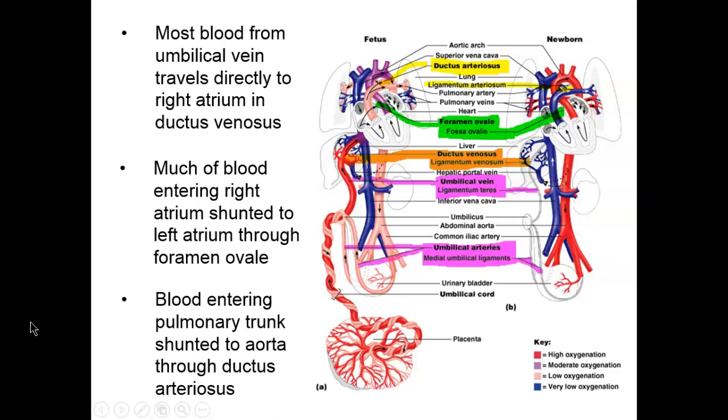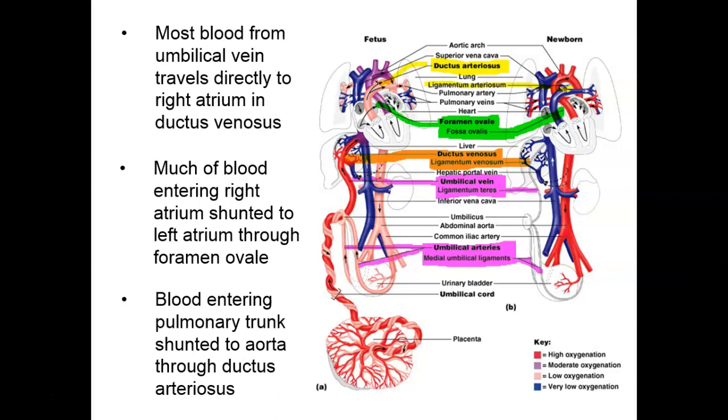There we go. So most of the umbilical blood is going to travel directly to the right atrium in a vessel called the ductus venosus. Most of that blood that enters the right atrium, though, doesn't go into the right ventricle. Instead, it's shunted through an opening into the left atrium. That opening is called the foramen ovale, oval hole.